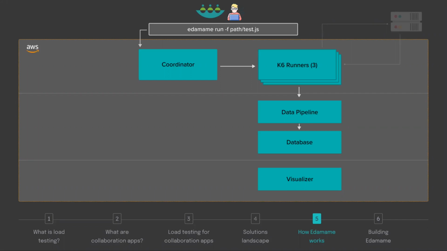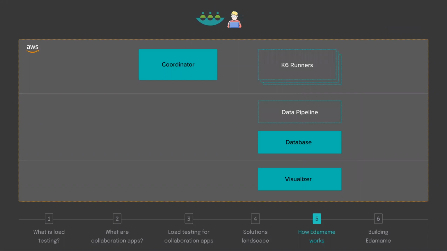Any client-side data for metrics now gets sent down to the data pipeline, where it gets processed and then sent to the database for storage. Finally, the visualizer grabs the data from the database, which gives the user access to a dashboard that they can use to see live results. Once the test is done, any components for the load test are scaled down, and we're back to our initial resting state. So that was a very quick, high-level overview of how Edamame works.